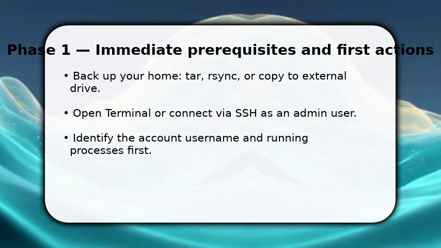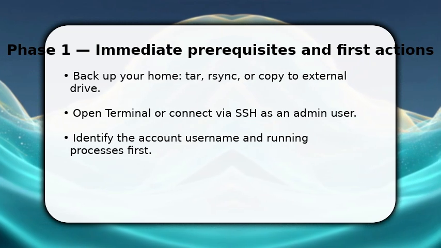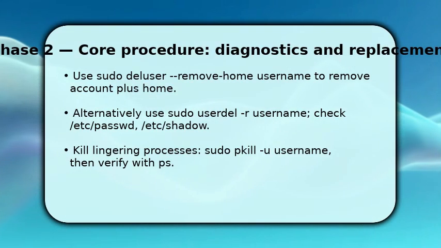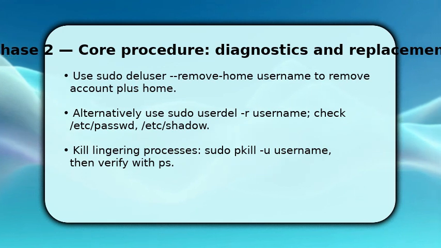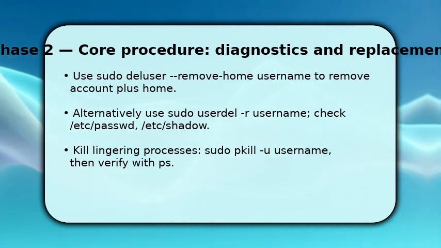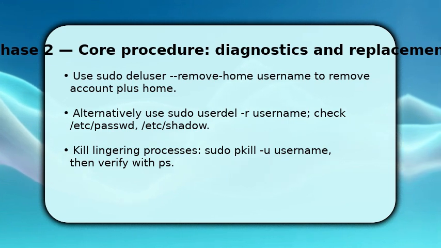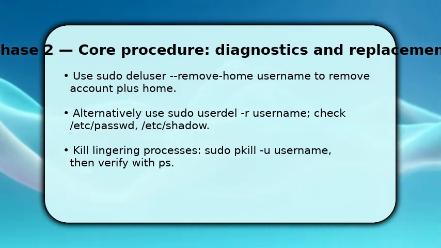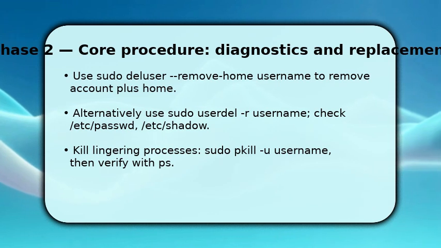Proceed only when you have a current backup and the account name confirmed. You will run the account removal command next. Use sudo deluser --remove-home username to delete the user and their home directory, or sudo userdel -r username for a lower-level approach. Both remove the home directory when available.